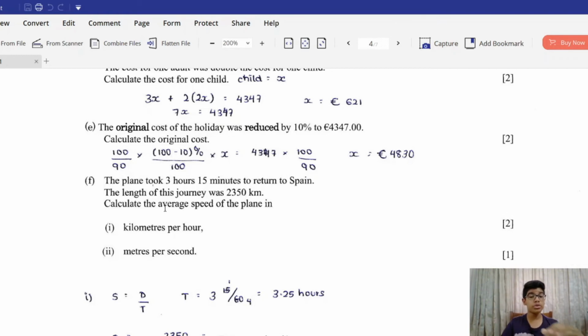Now we want to remove this fraction. How do we remove this fraction? Basically by reciprocating the fraction, putting the denominator over the numerator and multiplying it by both sides. So I multiply both sides by 100 over 90, and that would leave x isolated, and that would mean that x is equal to 4,830 euros.